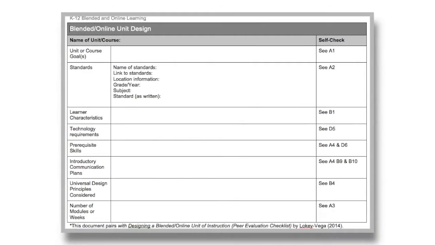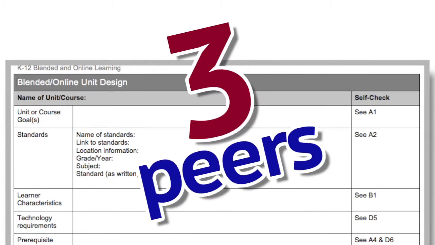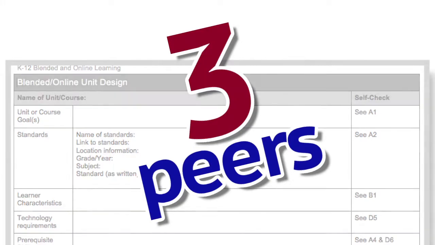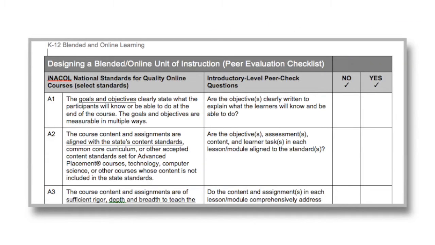Now that we've walked through the tutorial, you have a better idea of the unit plan you'll be creating. I strongly recommend that you use the template. The template will make it easier for your peers to evaluate your work. Speaking of peer evaluation, you'll be evaluating the unit plan written by three of your classmates. The criteria for a successful unit plan are the same for everyone, so you'll be using the same checklist you used to self-check your own unit plan.